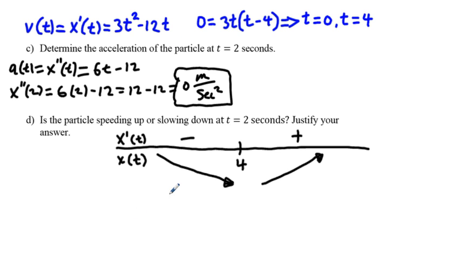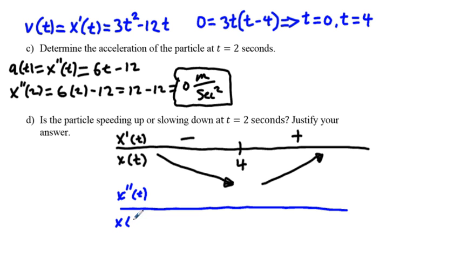And to do that, we're going to make a second number line kind of right below the first. And here we're going to have x double prime of t, which is acceleration, over x of t. And we found out that the particle is at rest at 2 seconds. So our critical number here is going to be 2 seconds. And then to the left of that, we're going to need to plug in a number less than 2 seconds.